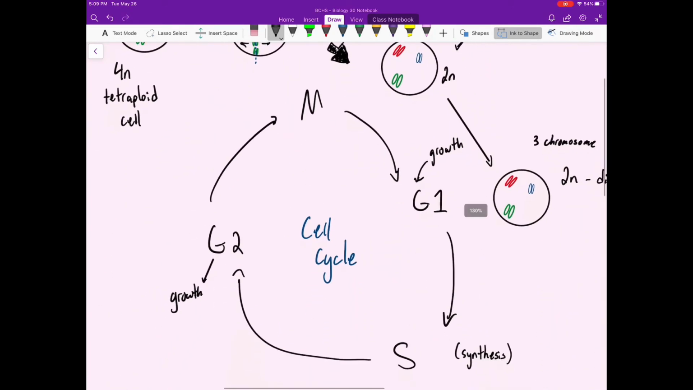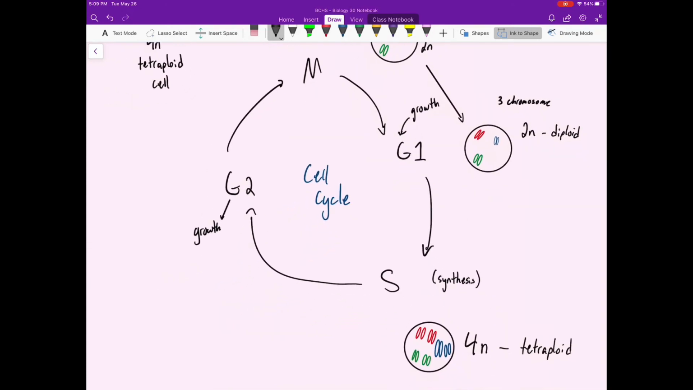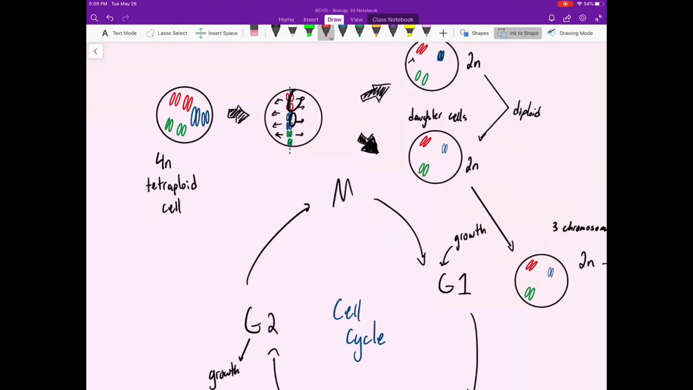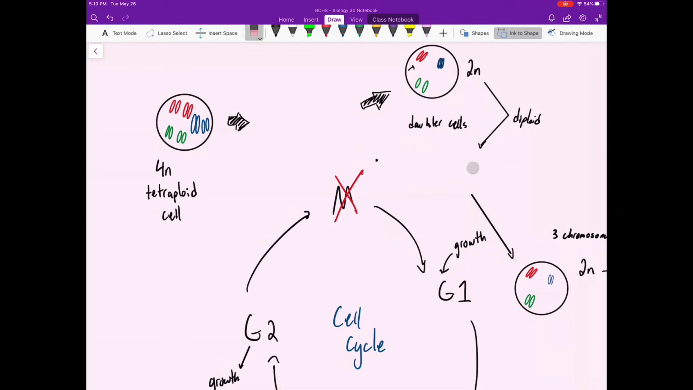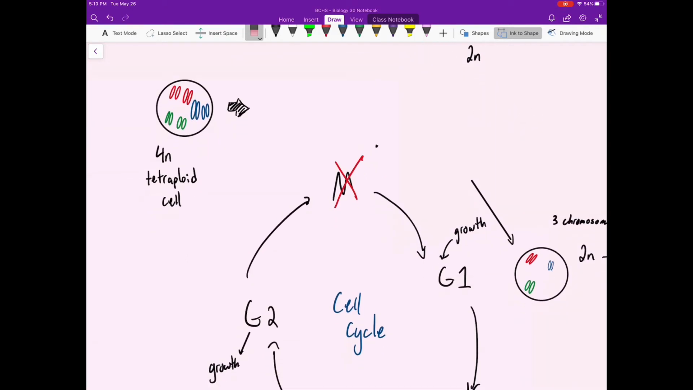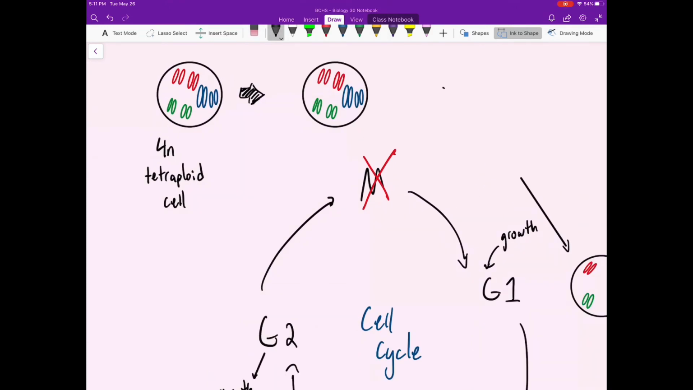The cell cycle will continue, so we still let G1 occur. We still let S occur, so we duplicate the genetic material. But if we want to make a polyploid plant, then we would use what's called a mitotic inhibitor, something like colchicine. And if you prevent mitosis from occurring, then you never get a splitting, and these daughter cells wouldn't be created. And all you'd end up with, if we use colchicine, is that the ploidy of the cell won't change.